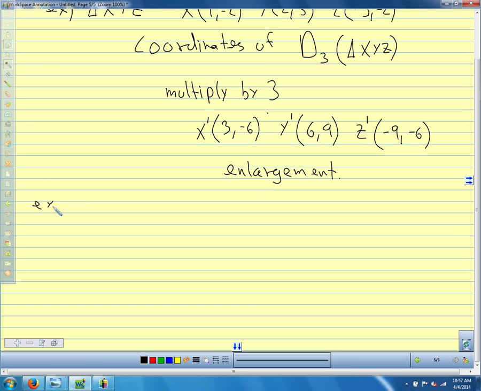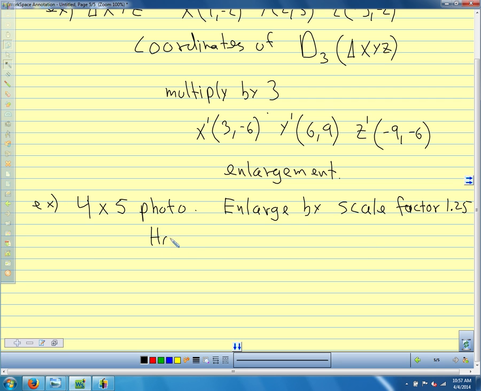All right, let's do another example that has to do with scale factor, but in a little different way. Let's say we have a 4x5 photo. We want to enlarge by a scale factor of 1.25, and we want to know the dimensions of the new photo. So what is this problem asking us to do? We're enlarging by a scale factor of 1.25. So what are we doing with that 1.25? Multiply.